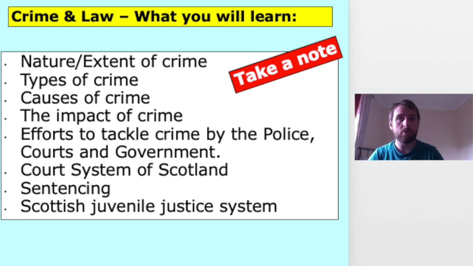What's the court system in Scotland? How is it all set up? What are the different levels? Sentencing, we talk about custodial sentences where people go to prison, and non-custodial sentences where, well, they don't, and they do things like community service and things like that. Also, the Scottish juvenile system as well.